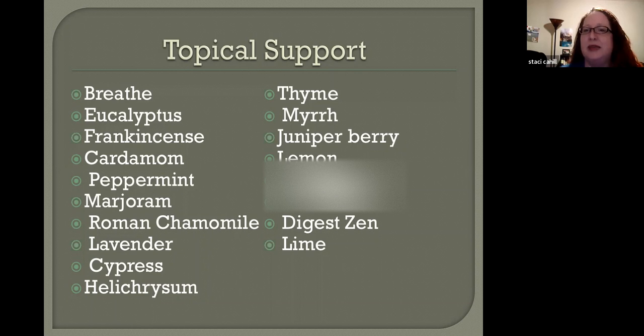Thyme oil can be a little bit hot used topically. That's one that I use along the spine when we are dealing with extra inflammation, when we're dealing with possibly pathogens that the body's fighting off. And I'll use the thyme oil to really help support that. And myrrh, juniper berry, lemon, so many great oils that we can use for topical support.